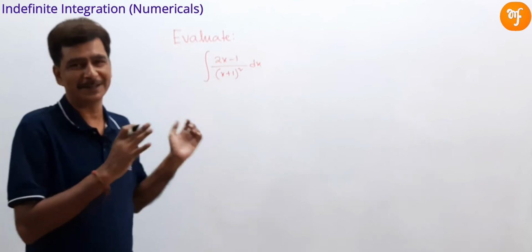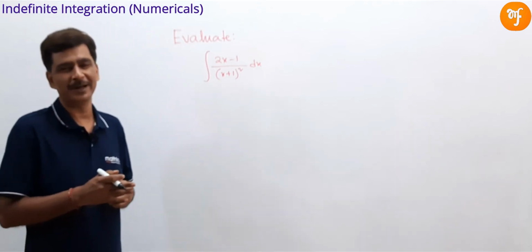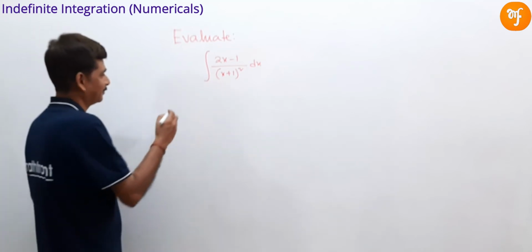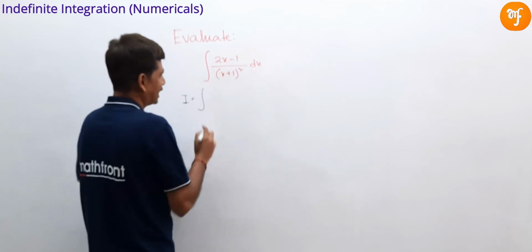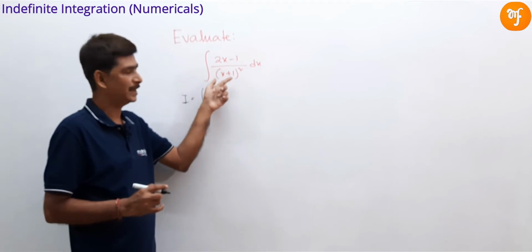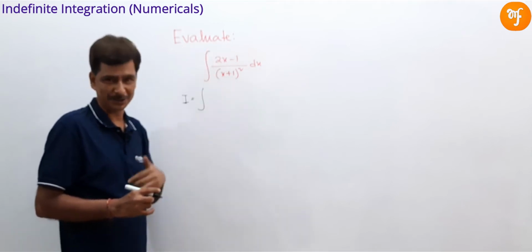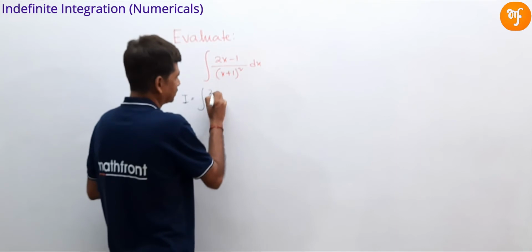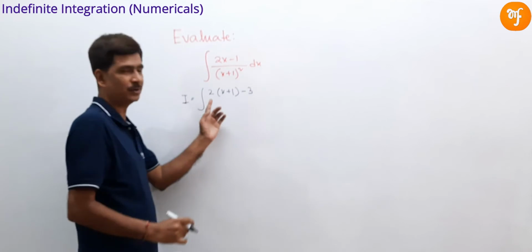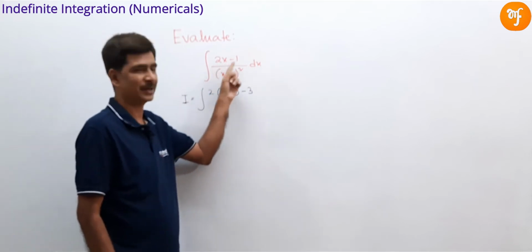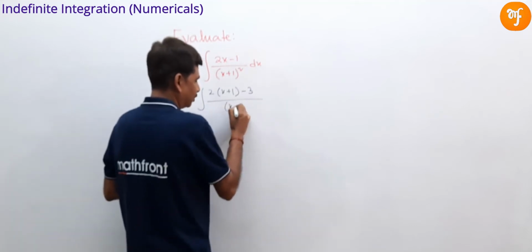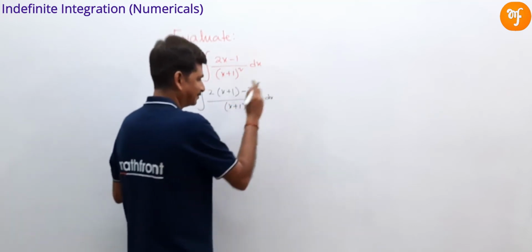So friends, come to another question, that is the integration of (2x minus 1) divided by (x plus 1) whole square. Now look how to solve this numerical. So in the first step, as x plus 1 is at the denominator, first of all we'll try to bring the expression x plus 1 at the numerator also. So this can be done in this way: 2 into (x plus 1) minus 3, because 2 into (x plus 1) minus 3 is 2x minus 1, which is at the numerator. And at the denominator, (x plus 1) whole square is present, so we write it.